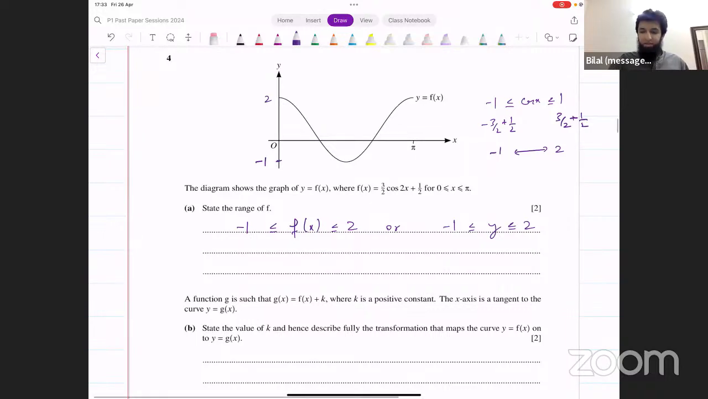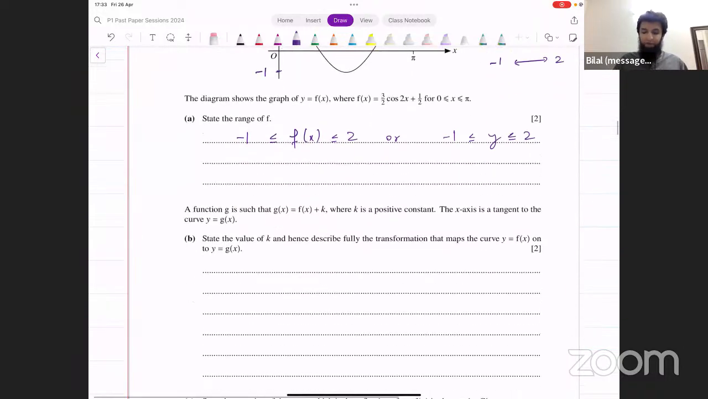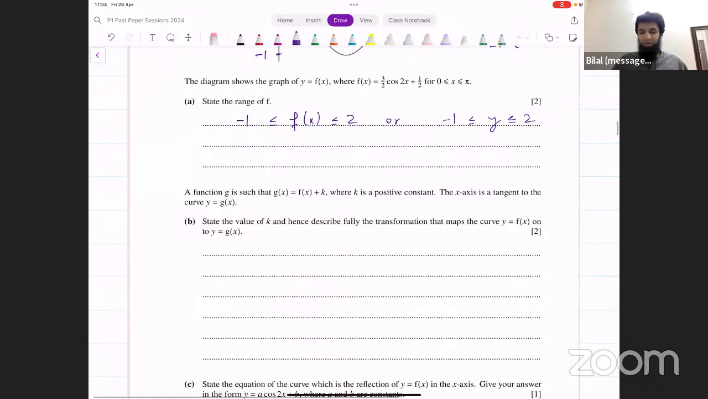The function g is such that g of x is equal to f of x plus k, where k is a positive constant. The x-axis is a tangent to the curve y equals g of x.